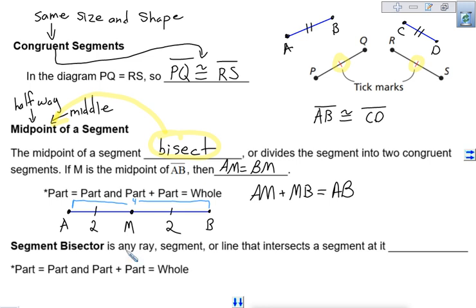A segment bisector is any ray, segment, or line that intersects a segment at its midpoint. So it's the same kind of thing as this midpoint, but instead of just being a point, it is a ray, segment, or line that is going through that segment.